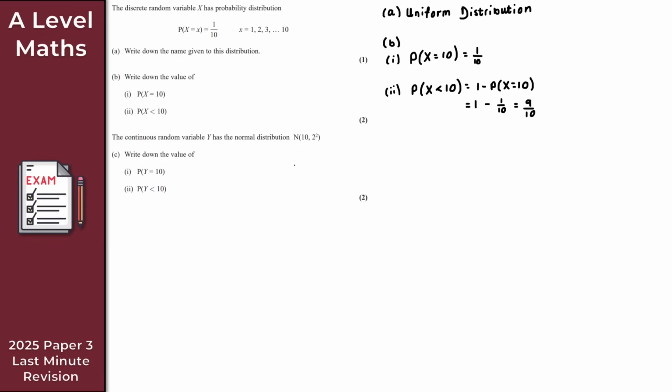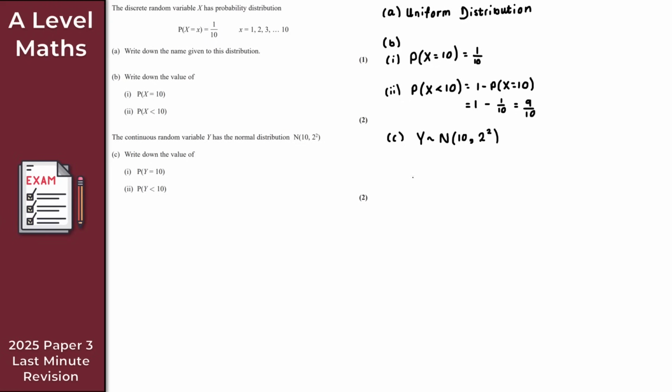And now for the very last part, part C, what we're given is a continuous random variable y, and that is following a normal distribution. So for part C, y follows a normal distribution with the following parameters: the mean is 10, and we have a variance of 2 squared. Again, all we want to find is a couple of probabilities, and I'm hoping this is quite straightforward.